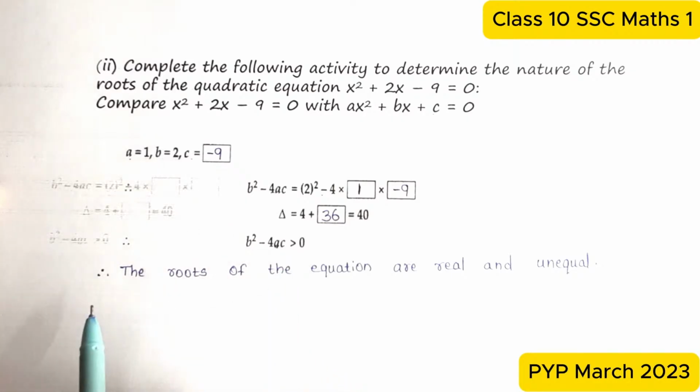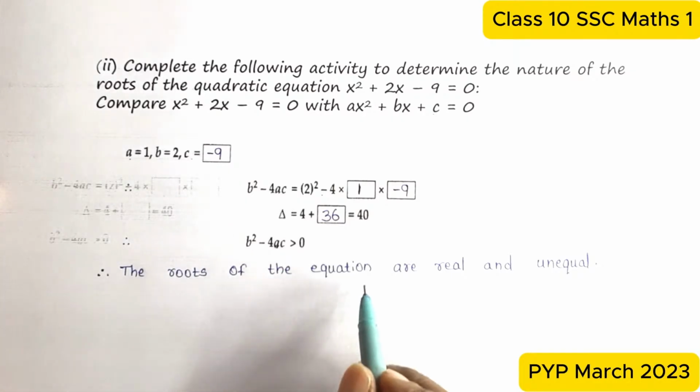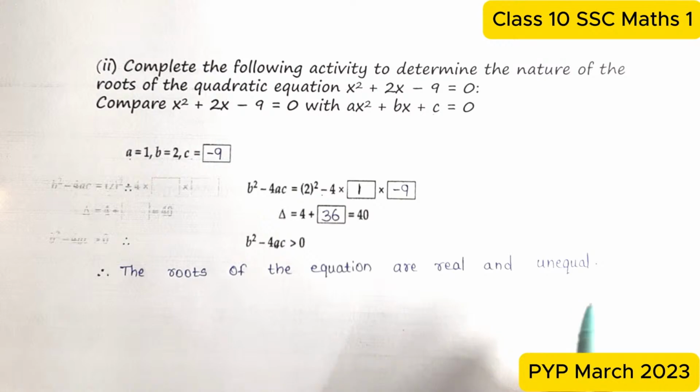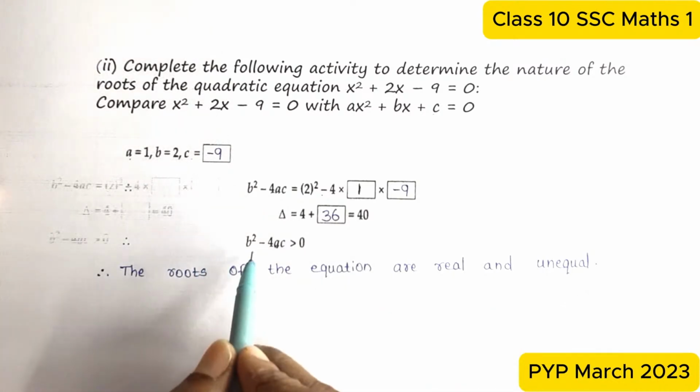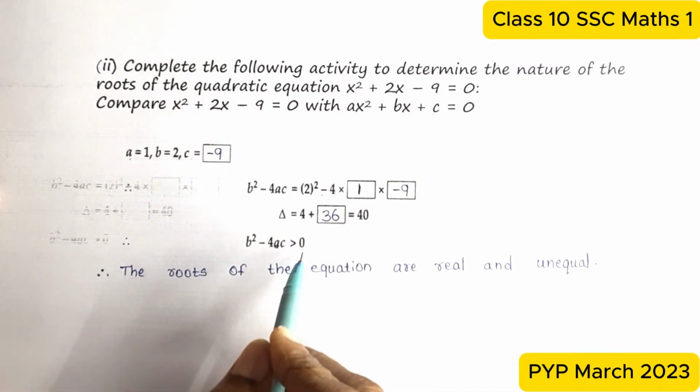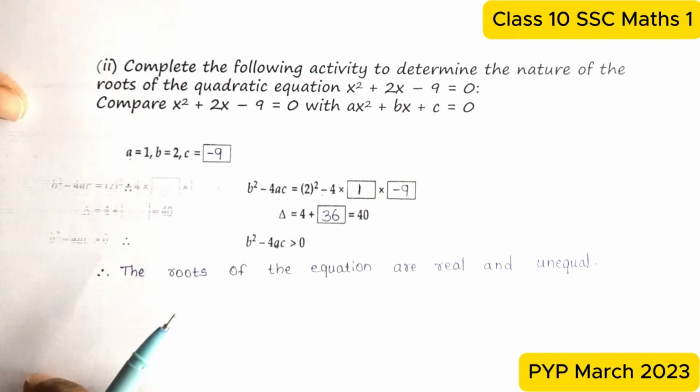Okay, students, and then therefore the roots of the equation are real and unequal because the value of b square minus 4ac is greater than 0. So it is real and unequal.